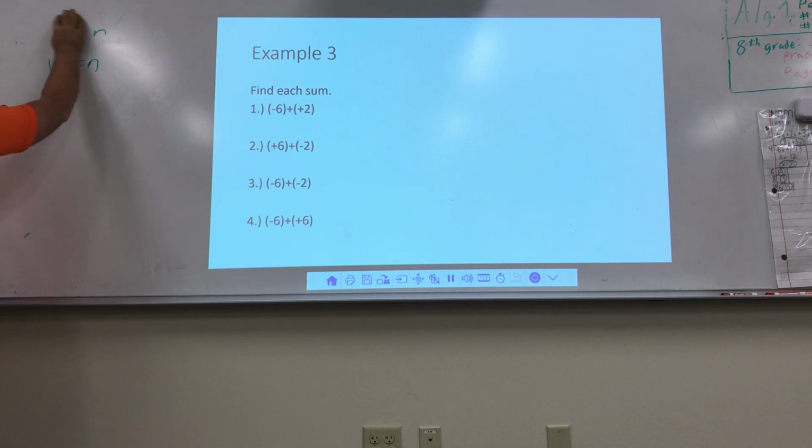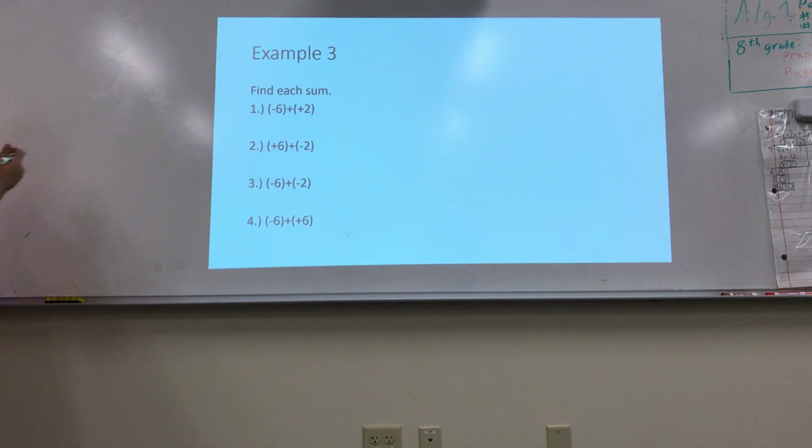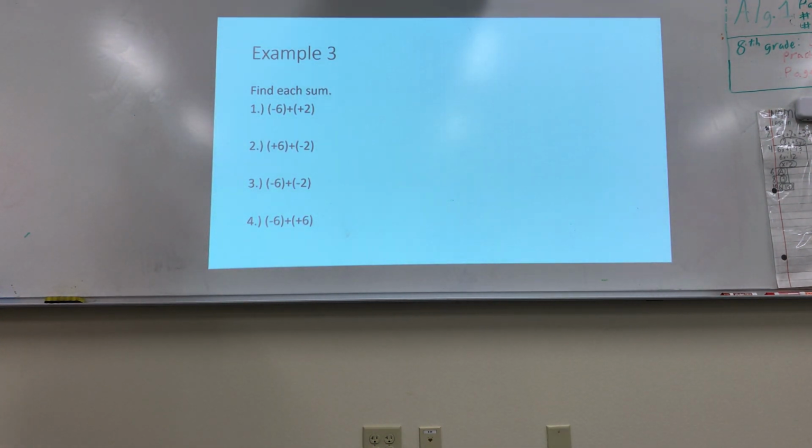We're going to go to example 3, where we just find each sum. The key to these is, first off, we have -6 plus +2. Now, our signs are different, right? So, which number is bigger? Well, hopefully the 6 is bigger than 2. So you're going to have a negative number, and when you subtract those you should get -4.